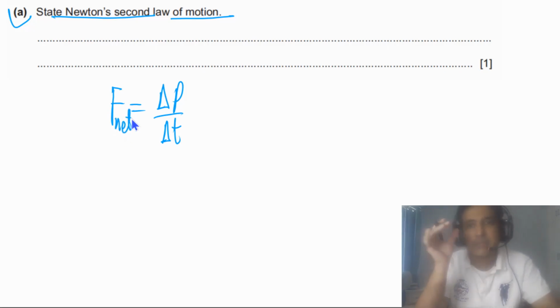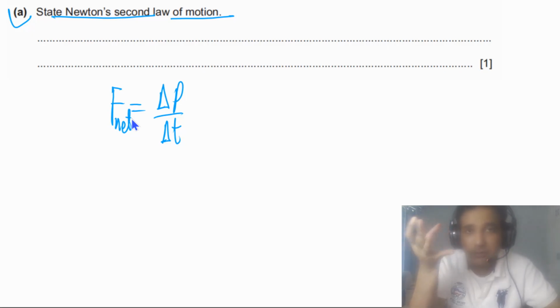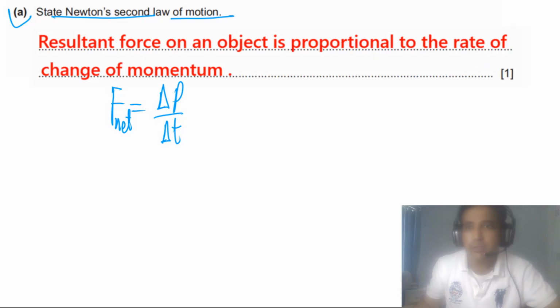So simply we can say the resultant force on any object is proportional to the rate of change of momentum, or simply you can say it is equal to the rate of change of momentum. So this is how you need to define Newton's second law of motion for AS physics. Let me show you how you can write down your answer. So these things you have to mention.